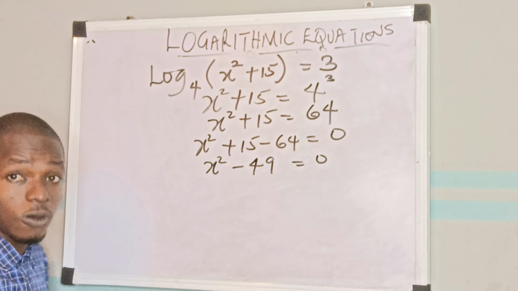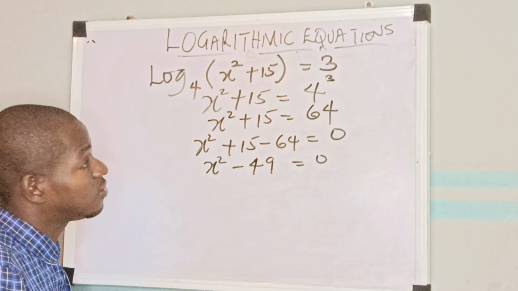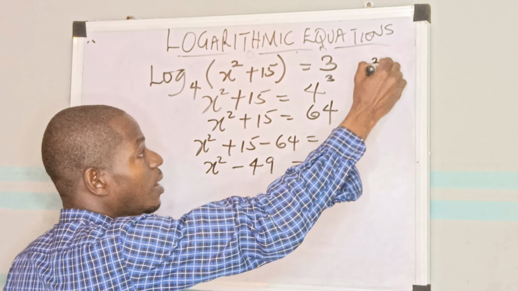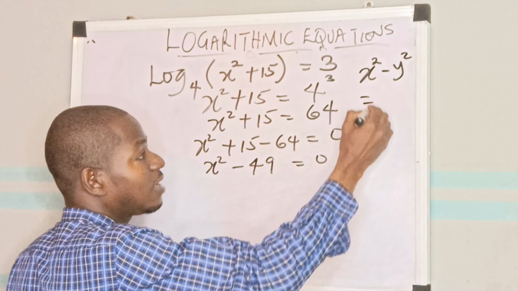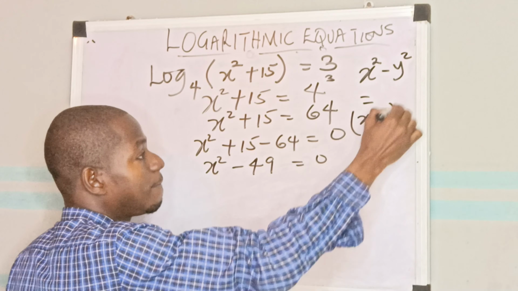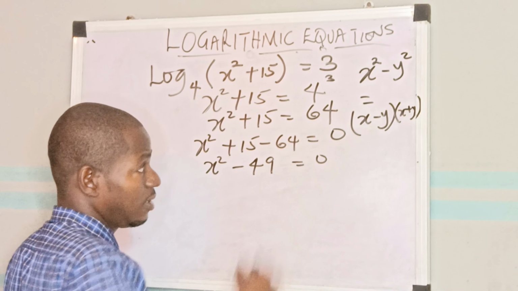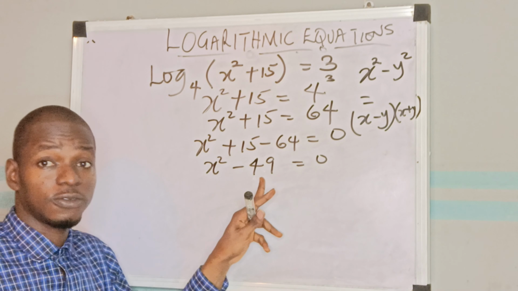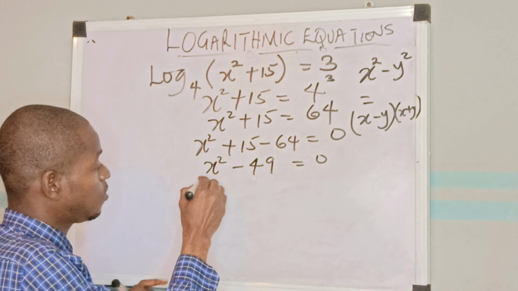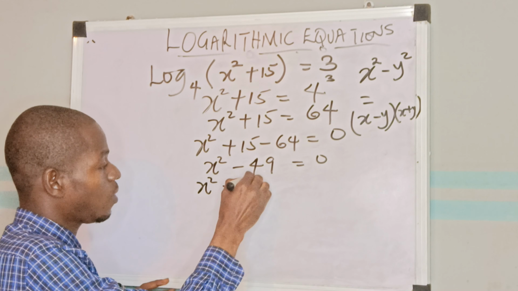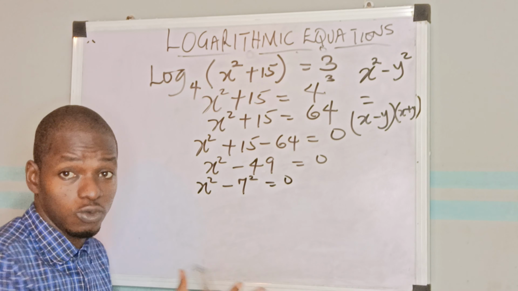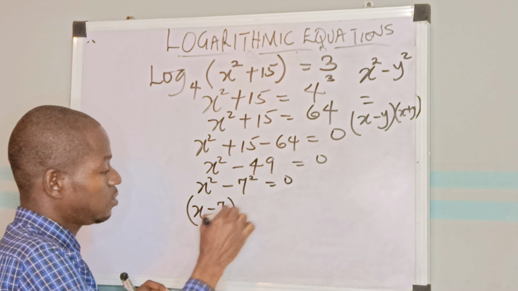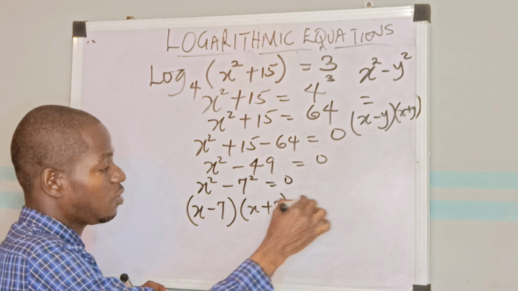From here, you can use what we call the difference of two squares. And what does the difference of two squares say? It says if you have x squared minus y squared, it is the same thing as x minus y multiplied by x plus y. That's the difference of two squares. So here, this is 49. I can change this 49 to 7 squared. So this becomes x squared minus 7 squared equals 0. It becomes the difference of two squares. So this becomes x minus 7 times x plus 7 equals 0.